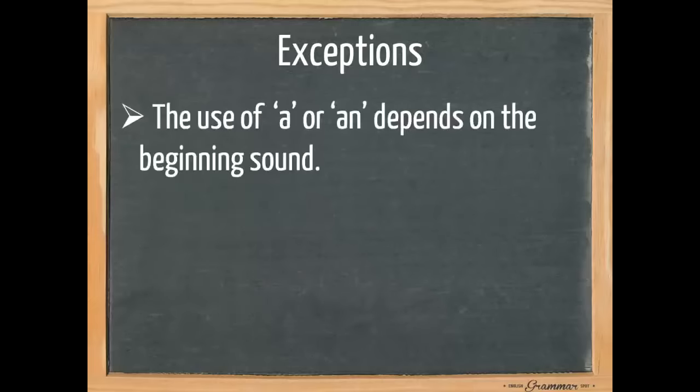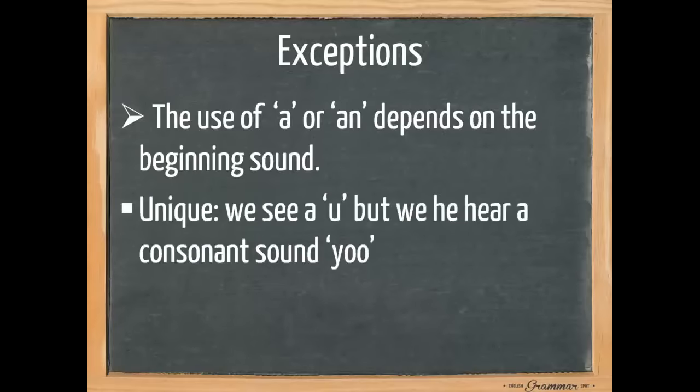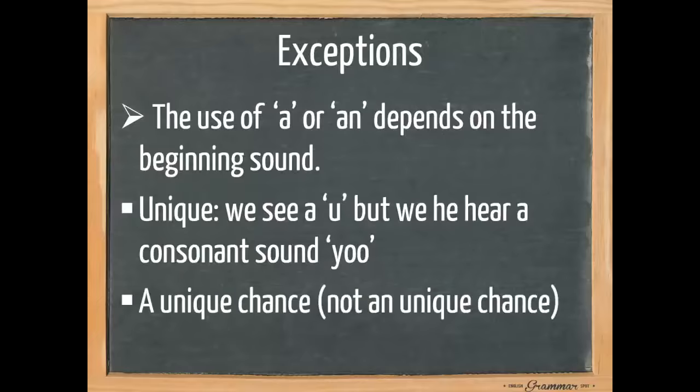Another exception. The use of a and an depends on the beginning sound. Unique. We see a U, but we hear a consonant sound, "yu". So what do we do here? A unique chance and not an unique chance. So remember, you have to listen carefully to how the word is pronounced, and then you choose whether you use a or an.